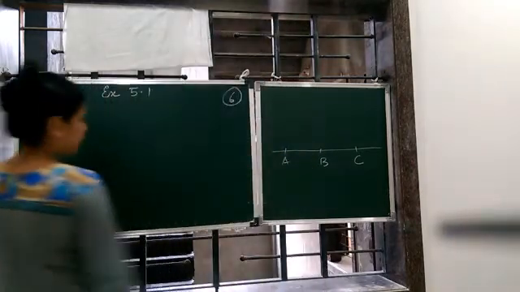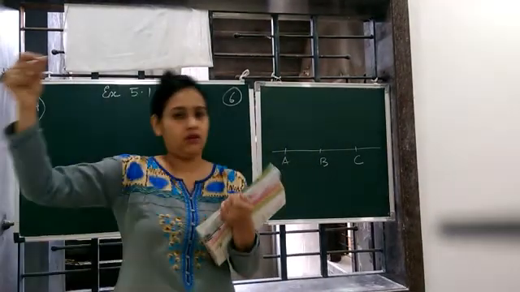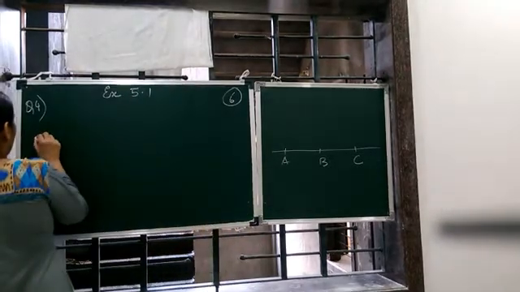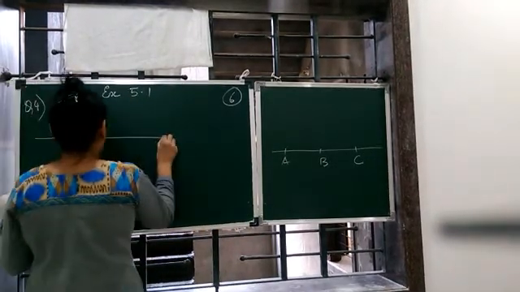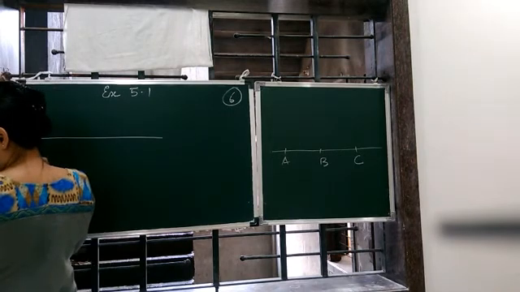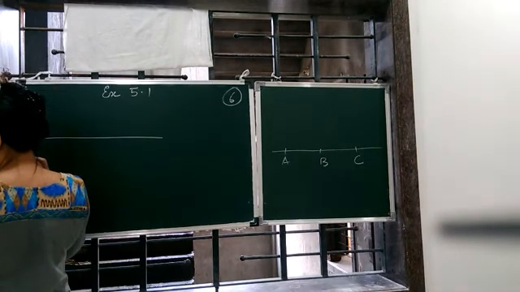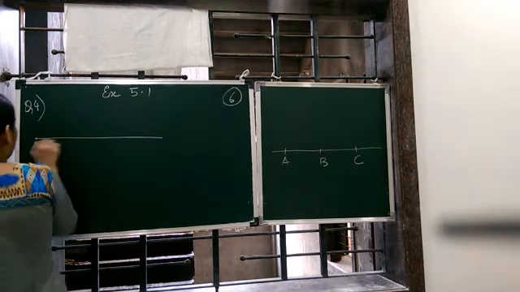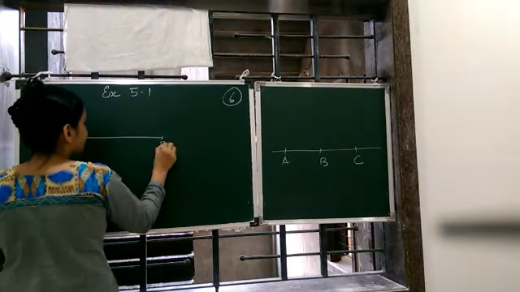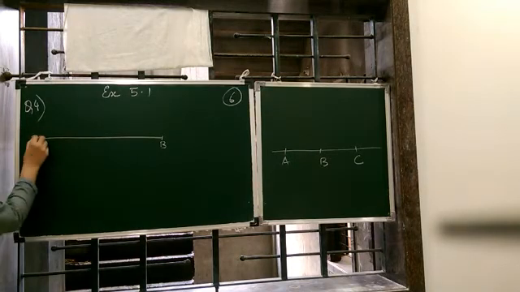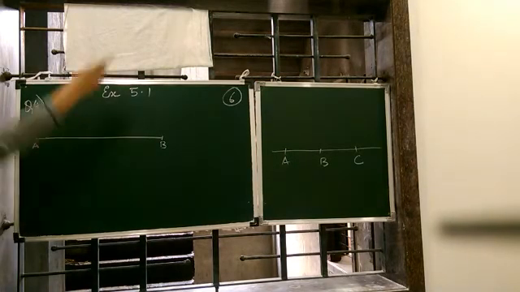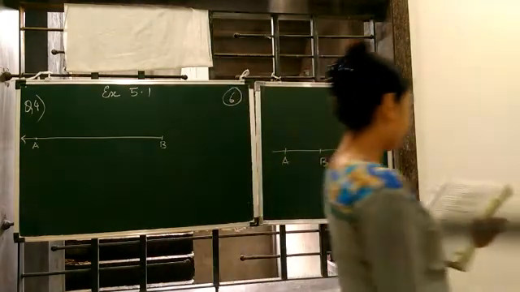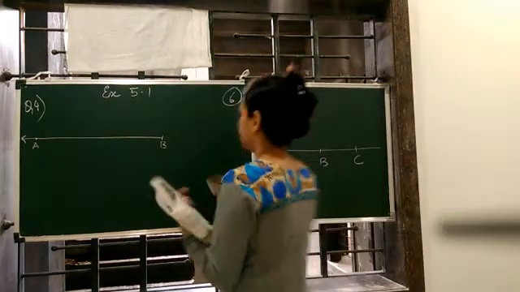So you take your divider, or you take your ruler, whatever you feel easy, and make AB of 5 centimeters. Suppose this is AB of 5 centimeter. This is A. This is B. Since this is a line, produce it from A. Okay, let me make C. And BC is 3 centimeters.